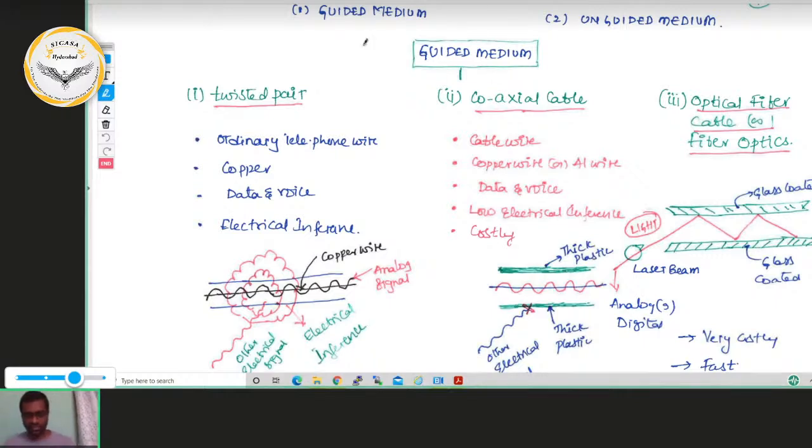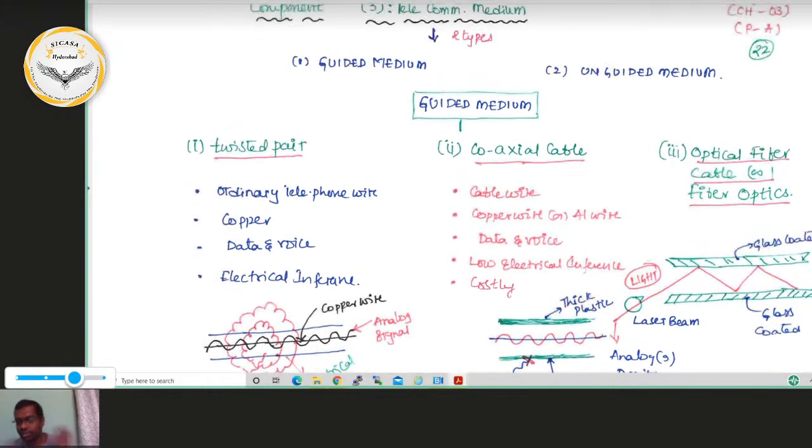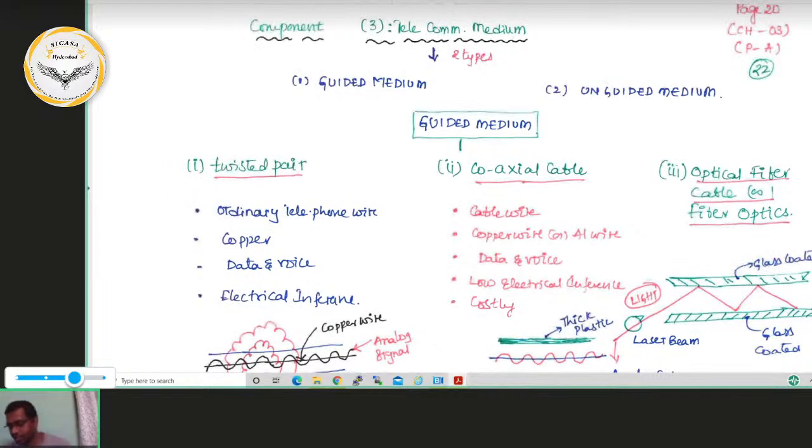So we started guided medium. We completed it, and we are studying the third component. What is the third component? Telecommunication medium. So telecommunication medium is divided into how many types? It is divided into two types. The first one is called guided medium. The second is called unguided medium.